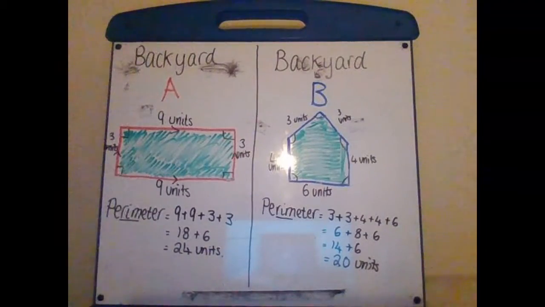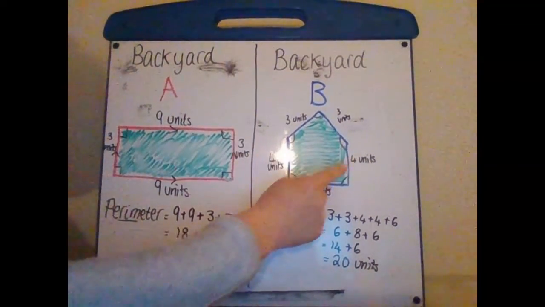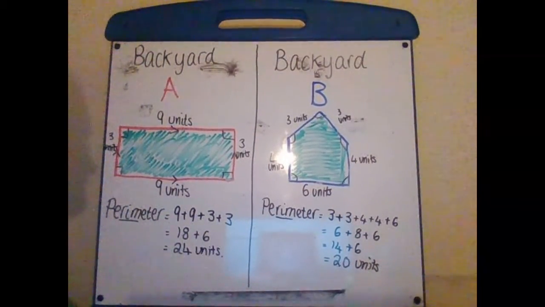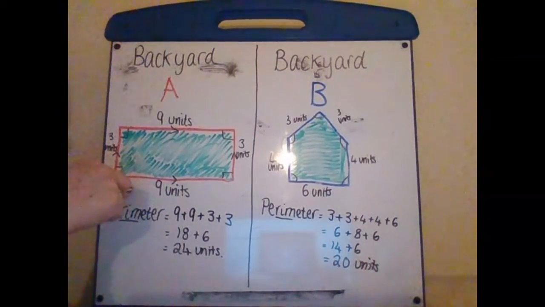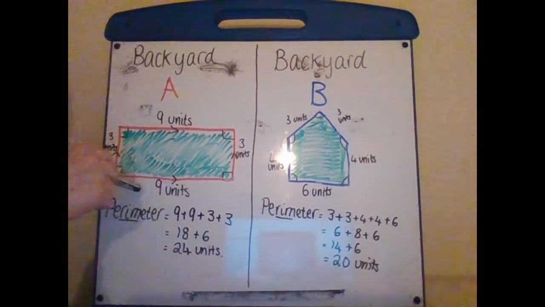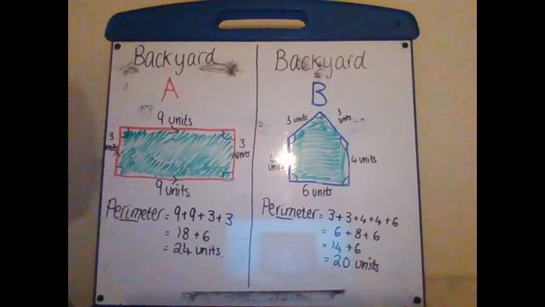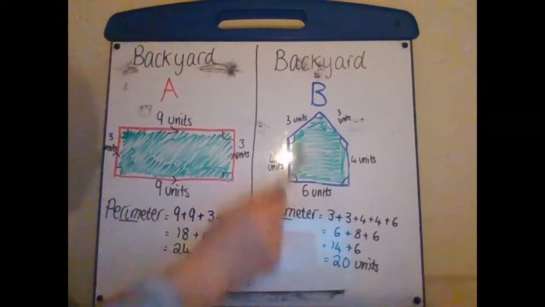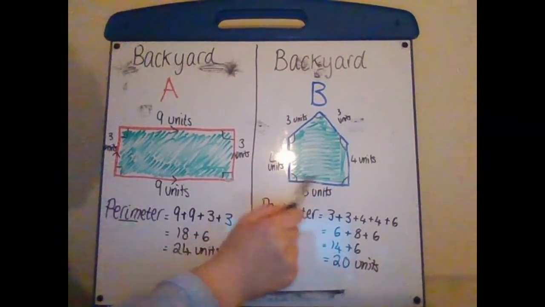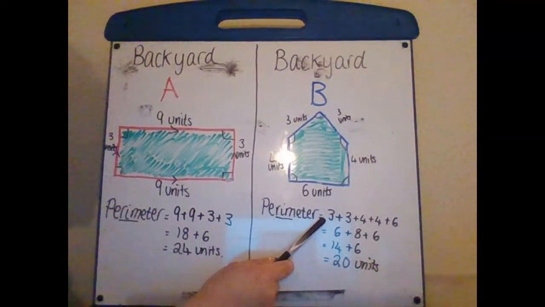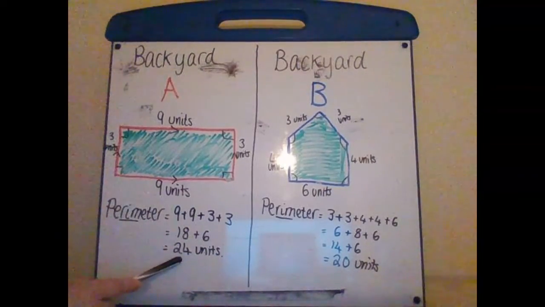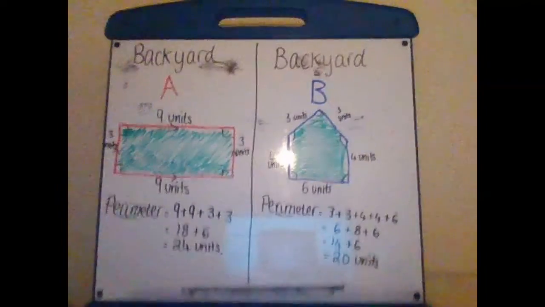Over here we have 1, 2, 3, 4, 5 sides and 1, 2, 3, 4, 5 angles. So that makes it a pentagon. So backyard A we can call a rectangle, quadrilateral, or parallelogram. Backyard B we can call a polygon. Remember, rim goes around the outside, all the way around the outside here. If my finger goes all the way around, that would be 20 units when I add them all together. Backyard A, if I go all the way around the outside, is 24 units when I add them all together.